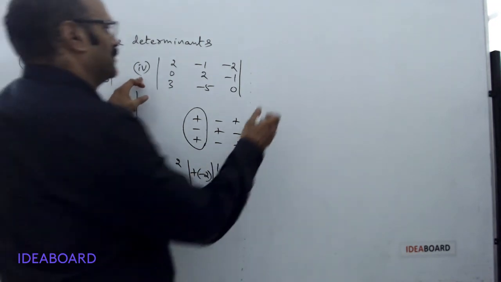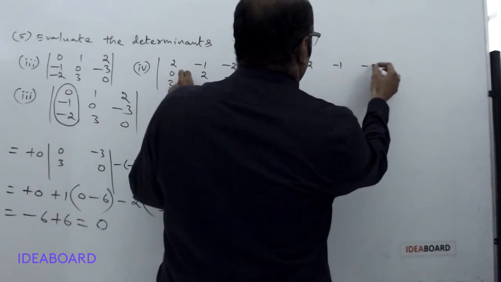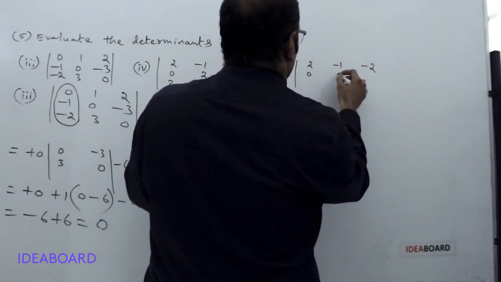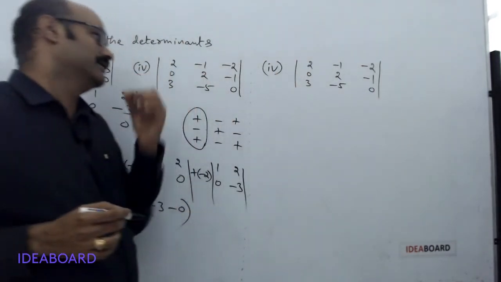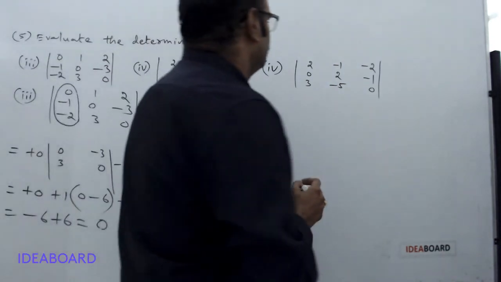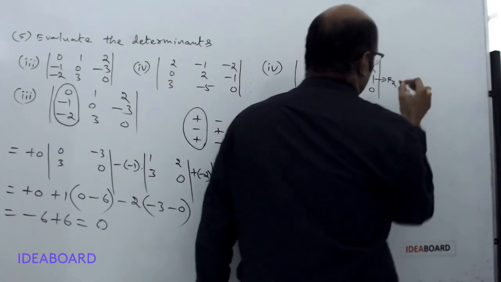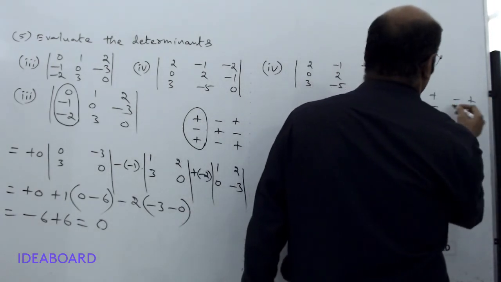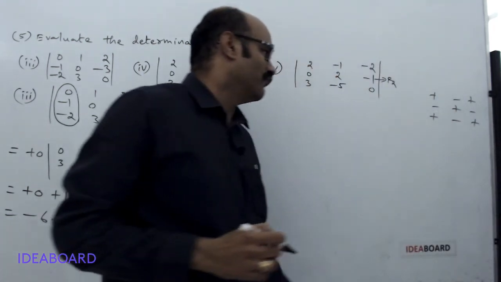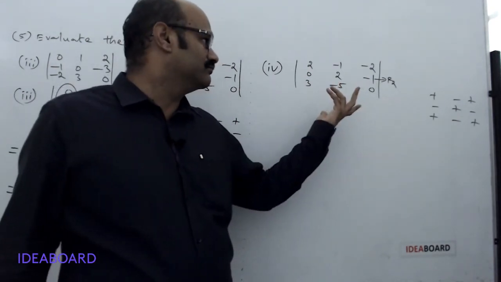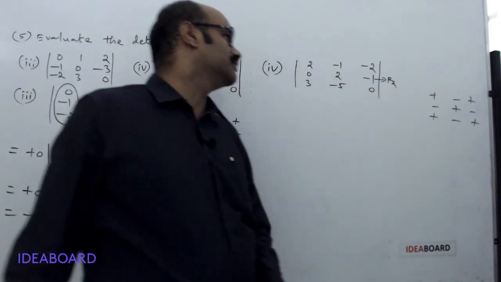Now, fourth problem. It's given the determinant of 2, minus 1, minus 2, 0, 2, minus 1, 3, minus 5, 0. Here I expand along R2. Signs are plus, minus, plus, minus, plus, minus, plus, minus, plus. We can expand along any row or along any column. Since I have one element 0 here, I am expanding along R2.